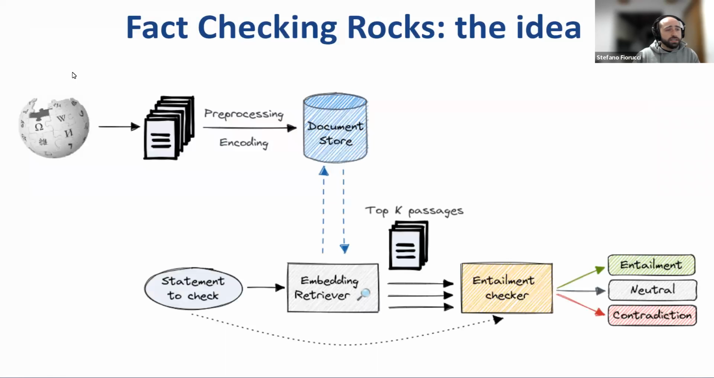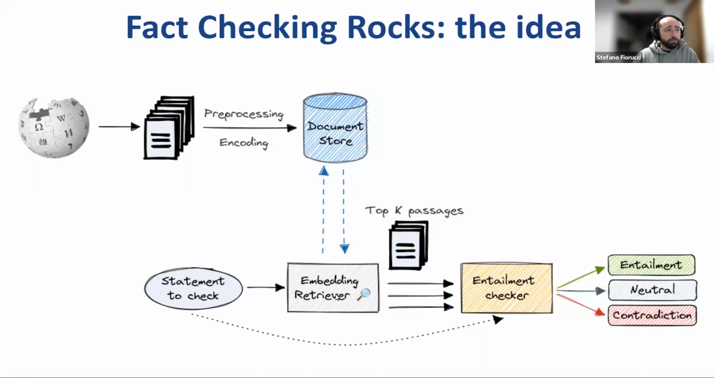Here we have the indexing phase where data are crawled from Wikipedia, then they are pre-processed and encoded using a language model, so converted into vectors, and then textual passages and vectors are stored in a document store. During the querying phase, the user enters a statement, a factual statement to check.